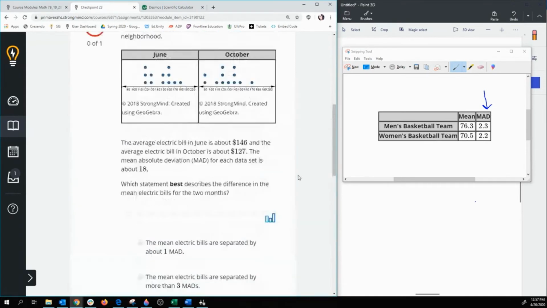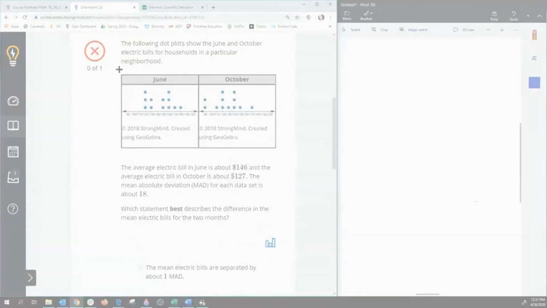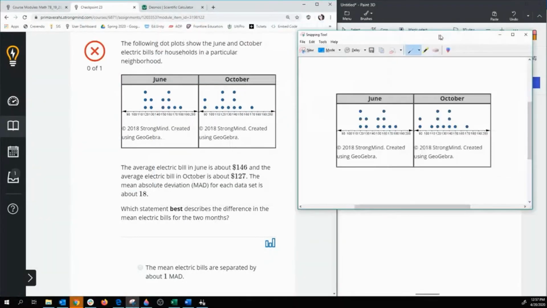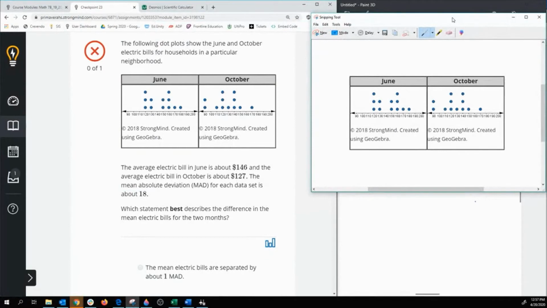Next one, number 9. So again, we have these 2 June and October data sets. And this time it tells us that the average electric bill in June is 146 and the average electric bill in October is 127. And the mean absolute deviation is about 18 for both of these. We want to know which statement best describes the difference in the mean electric bills for the 2 months.